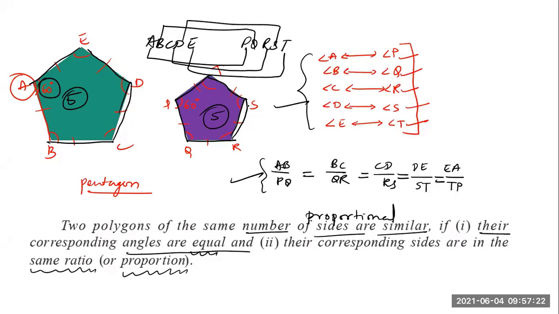Sir, if the ratios are the same and the angles are different, then what, sir? Then they are not proportional. Then they are not similar. Both should be true. When they are similar, their angles are equal and their corresponding sides are in the same ratio, both the conditions should be true. Then only the two polygons are similar. Otherwise, they are not similar.